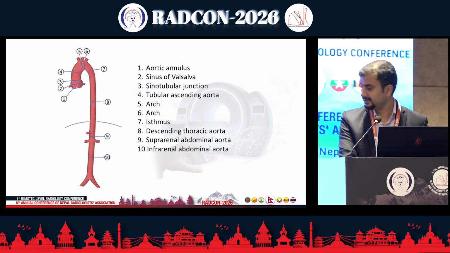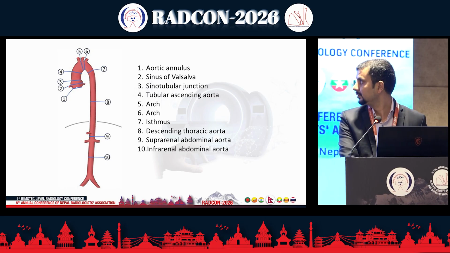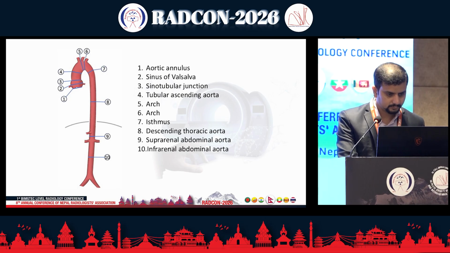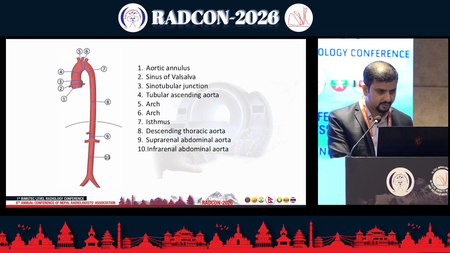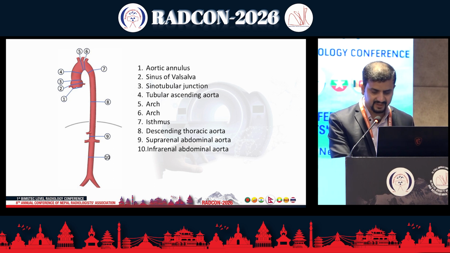So we should know a little bit about the aortic anatomy. This is the region of the aortic root. This is the aortic root. This is the sino-aortic annulus, sinus of Valsalva, sinotubular junction, the ascending aorta, arch of aorta, aortic isthmus, descending thoracic aorta, and the abdominal aorta. These are the places where measurements should be done for CT aortogram.